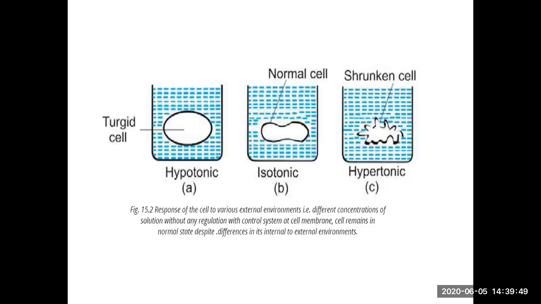Look here, the cell is placed in a hypotonic environment because the outside environment has more water as compared to inside. Water will move into the cell. As a result, the cell becomes turgid. Here, see hypertonic environment. As hypertonic environment is more concentrated, water will move out of the cell and the cell may shrink.